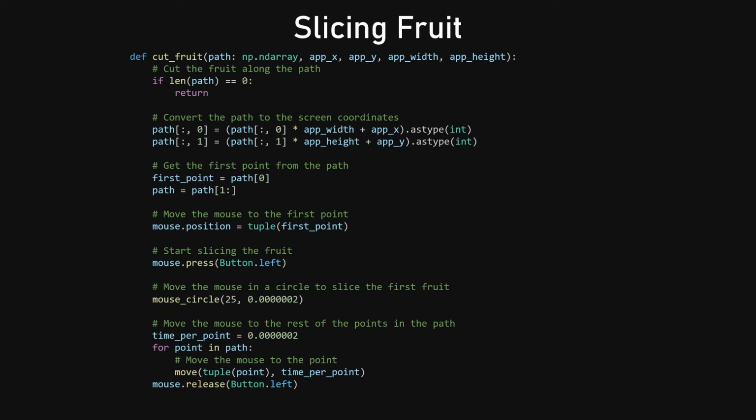To cut the fruits in the path, a module called PyInput is used. I'm using this module as it is the fastest module that I could find for controlling mouse movement. The mouse is first moved to the first pixel location in the path. Once the mouse is on the first fruit, a circle is drawn to cut this fruit. This is to cut fruits that are by themselves on the screen. After this, the mouse is moved along the path that was calculated earlier.